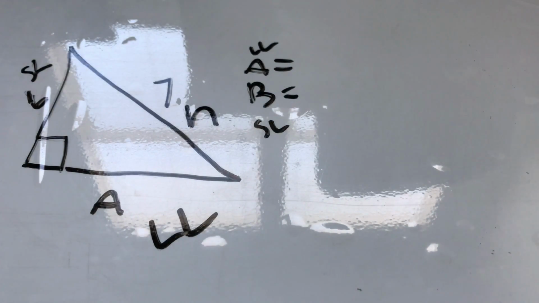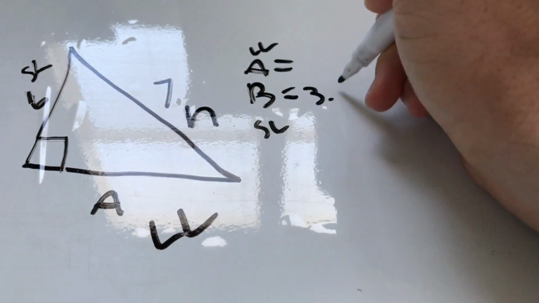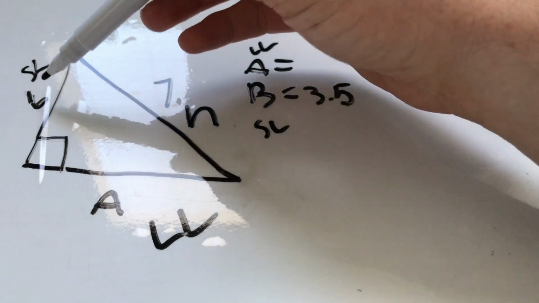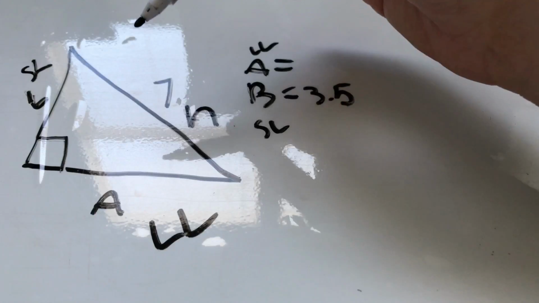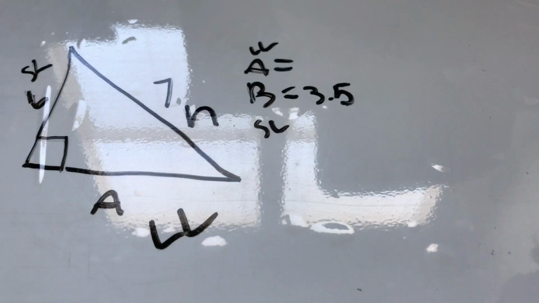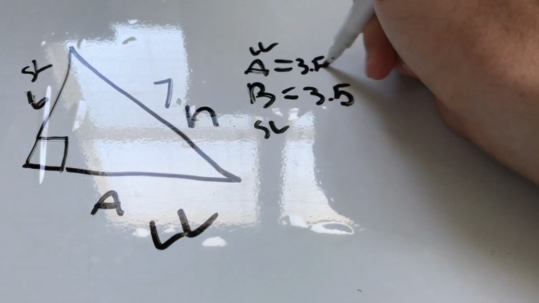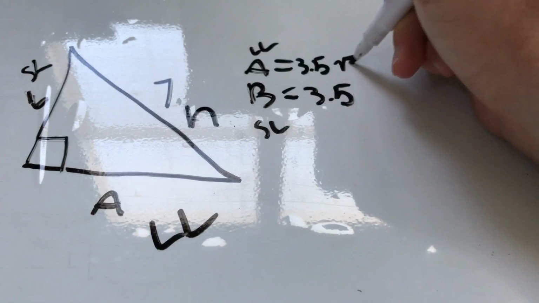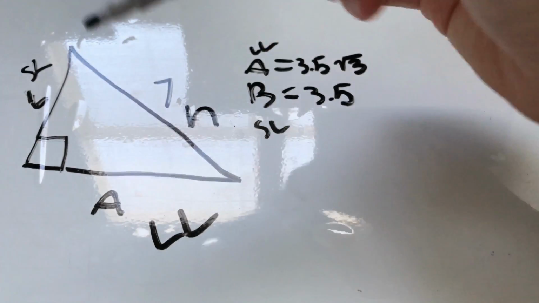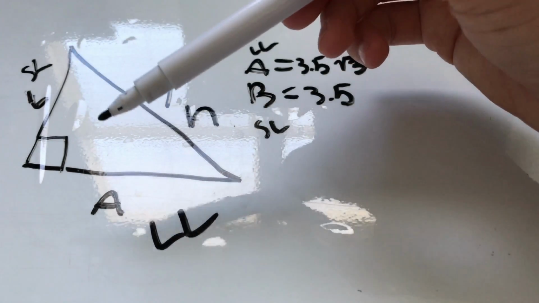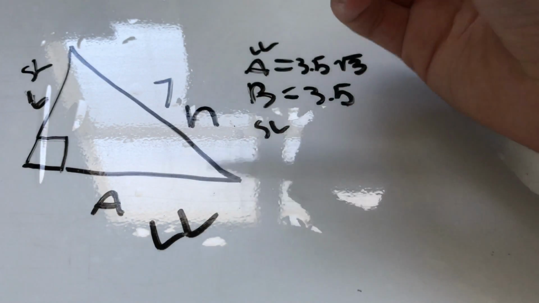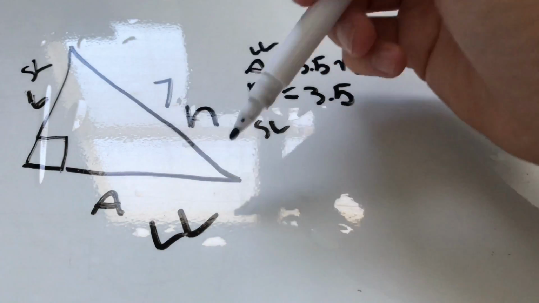Since B is the short leg, it is going to be 3 and a half, because half of 7 is 3.5. Like we discussed earlier, the short leg is going to be half of the hypotenuse. And the long leg is going to be 3 and a half square root of 3, because, like we said earlier, the long leg is the same thing, but with square root of 3 tacked on at the end. So this is how you would find the lengths of the legs given the hypotenuse.